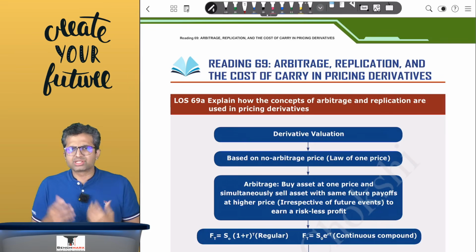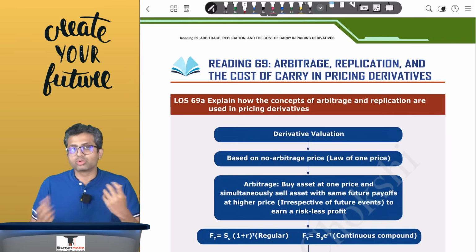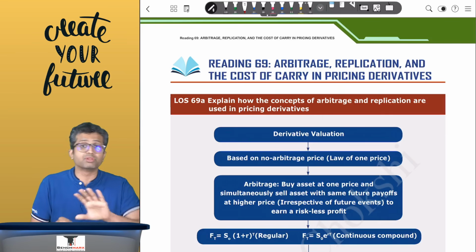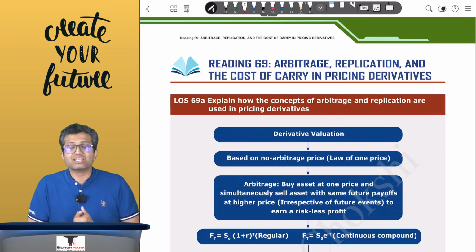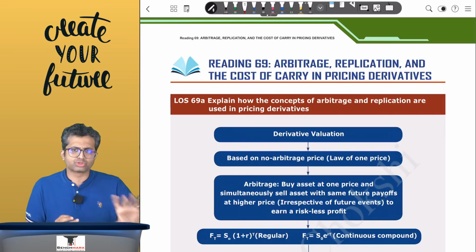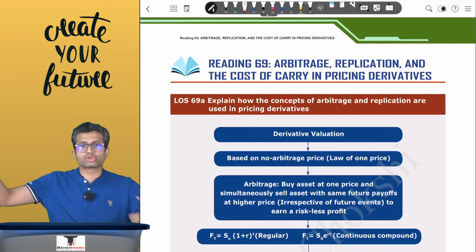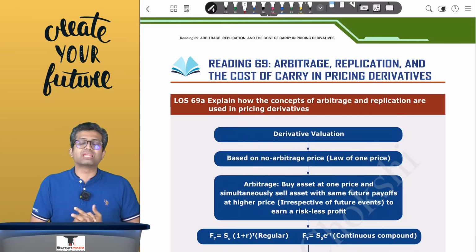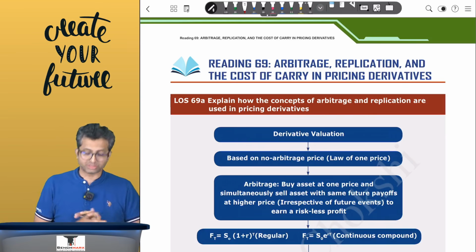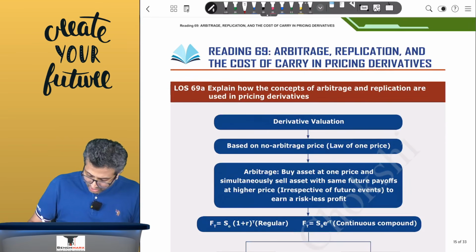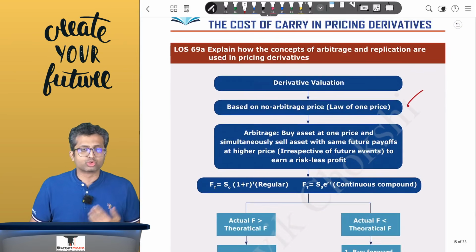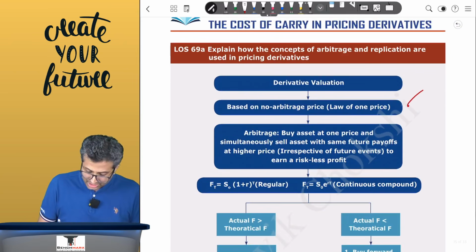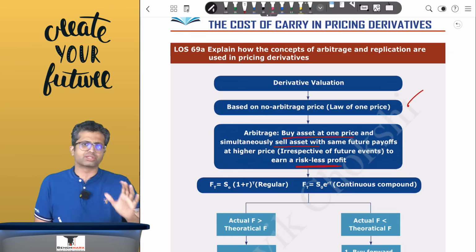So first of all, there is something called arbitrage. Arbitrage refers to a situation where you make a profit without bearing any risk and without making any specific investment. You can take a buy position on one side and a sell or short position on the other side, and if there is a profit without bearing any risk, that is called an arbitrage situation. So over here, derivatives are based on the no arbitrage price, that is the law of one price, and you will buy one asset at one time and simultaneously sell something else at the other time to make a riskless profit, that is called arbitrage.